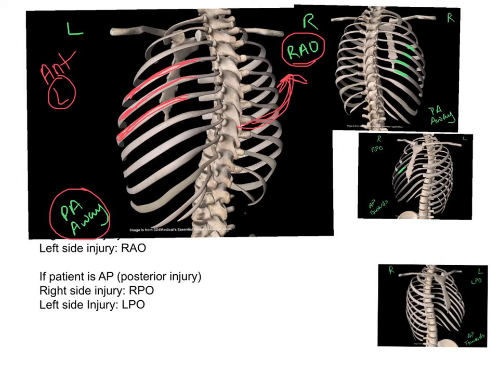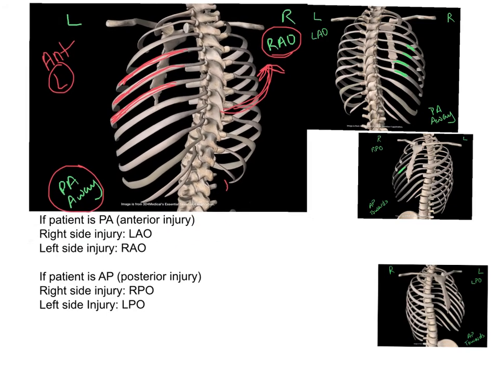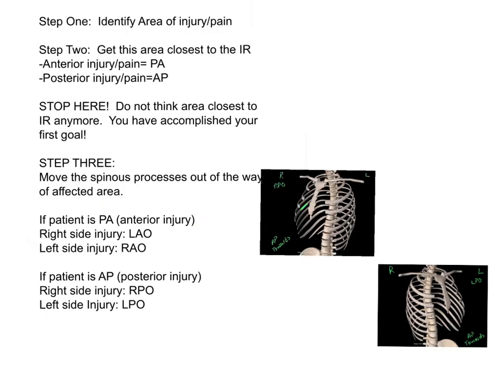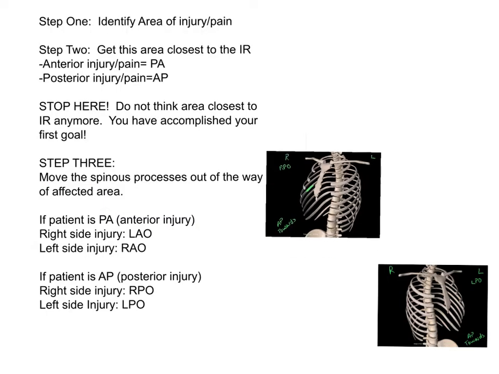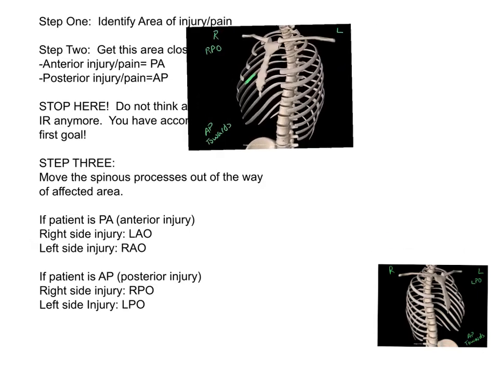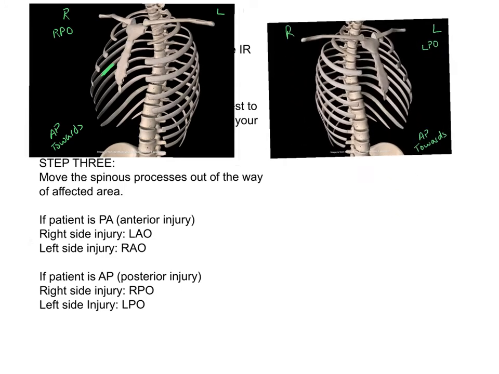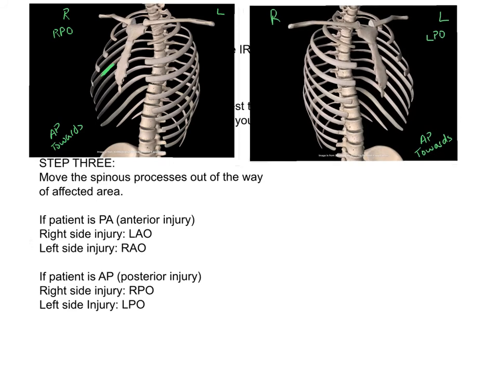So remember, going back to this, what we just did here, if a patient is PA, we have a right side injury, we're going to do an LAO. If we have a left-sided injury, we're going to position our patient RAO. As you can see, I've deleted our RAO and LAO positions, and that leaves us with our RPO and our LPO positions.